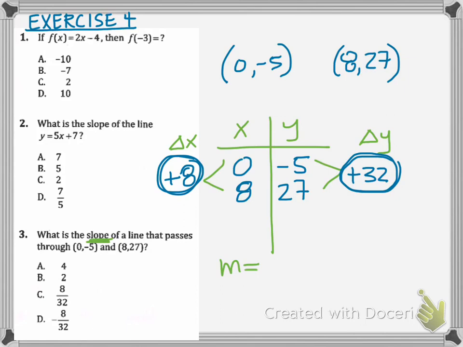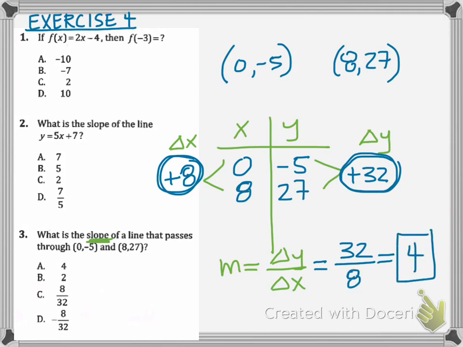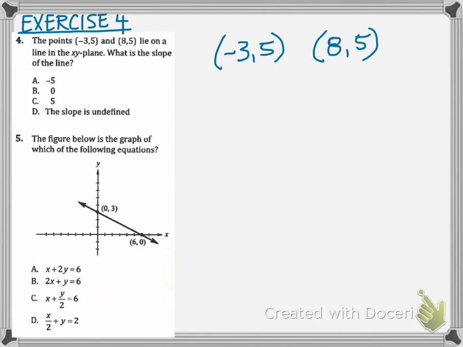Slope, or m, is equal to the change in y over the change in x. So all I have to do is replace it with these numbers. So change in y is 32. Change in x is 8. 32 divided by 8 is 4. So the slope is 4. A. Number 3. For number 4, we're also finding the slope.